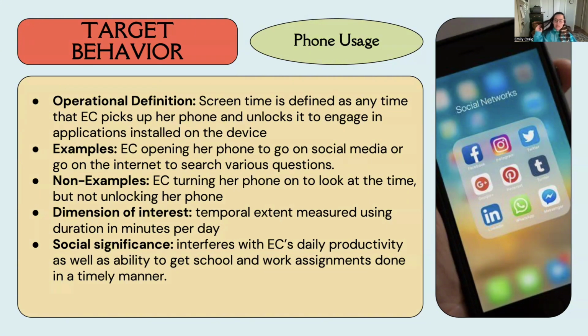Non-examples could be her looking at her phone for the time, or if she picks up her phone and looks at it and it unlocks because of the Face ID. Those would be non-examples. For the dimension of interest, we're looking at the temporal extent, using duration in minutes specifically. Social significance: this is something that interferes with her daily productivity as well as her ability to get school and work assignments done in a timely manner. This was reported to me by her as something that she believed needed to decrease.